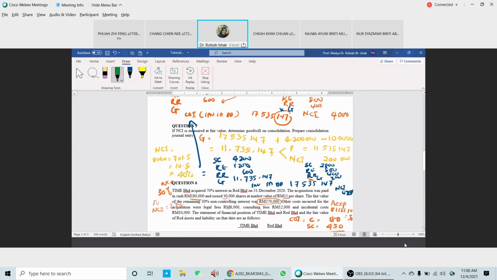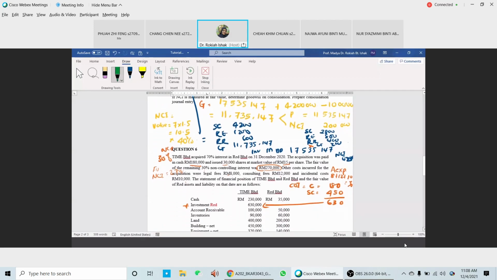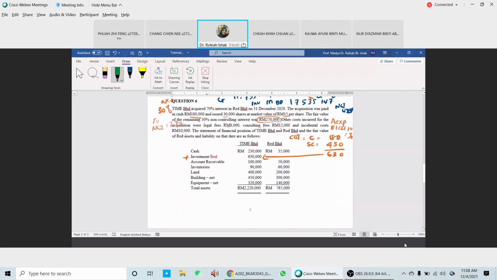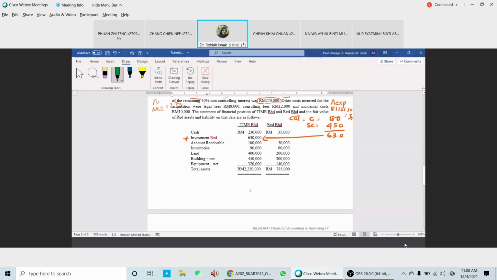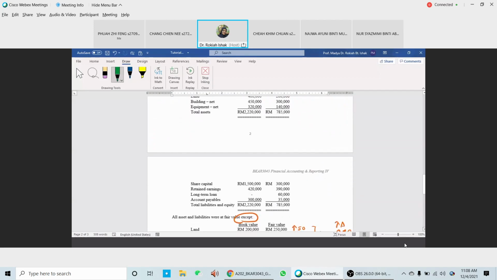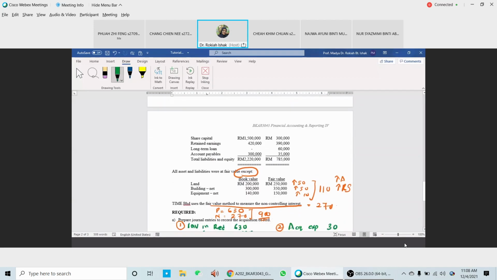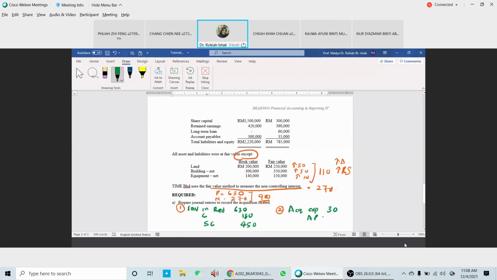If that one said paid, then you're going to credit cash. But in this case, since it's not mentioned whether it is paid or not paid, we can accept both, either accounts payable or cash, because it's silent about this. Okay, thank you. Can we proceed with the next one?